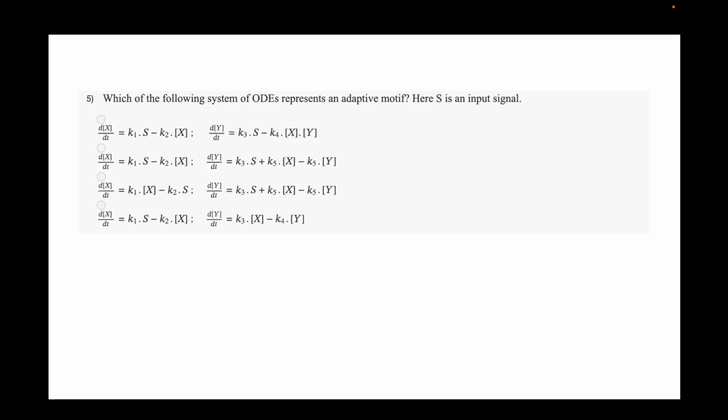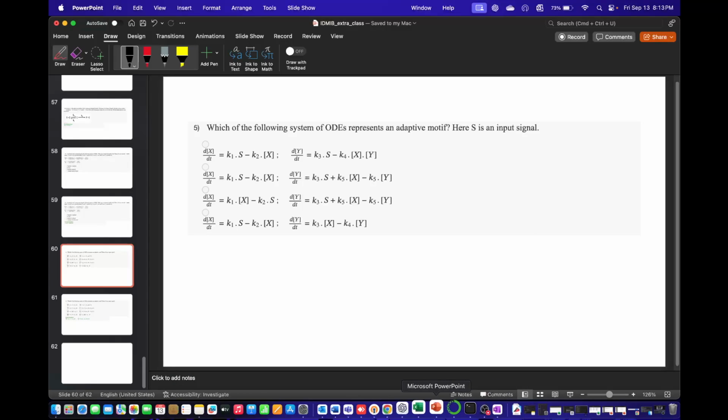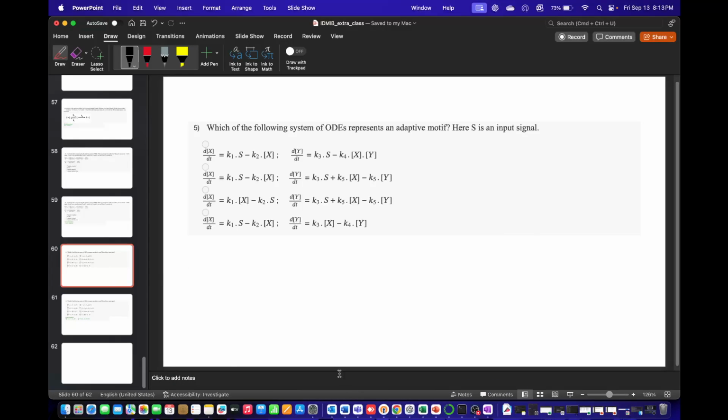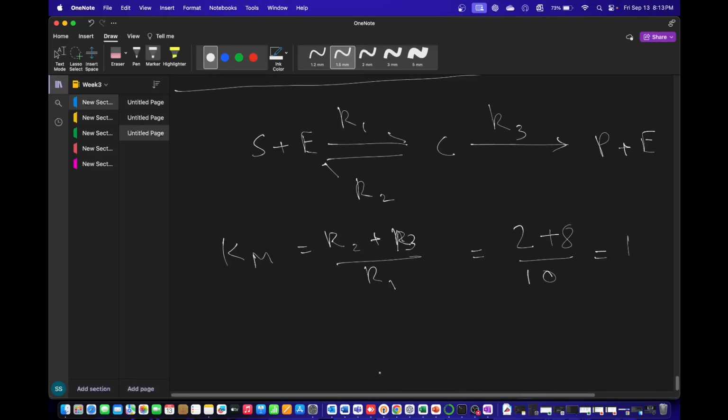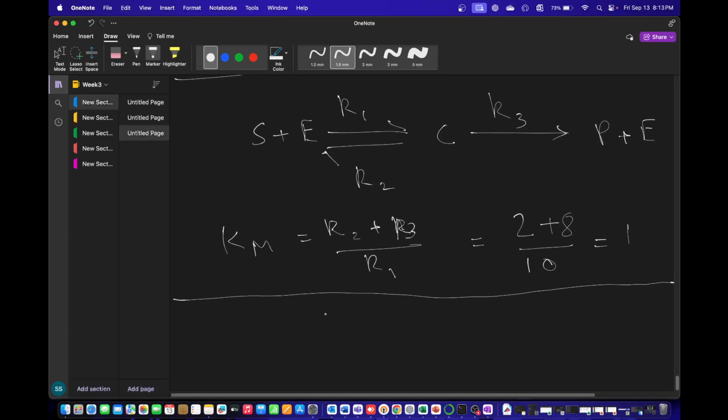Can you tell the answer? Yeah, actually, you need to check it for all the options, but I think the correct option is option 1. So we'll check it for option 1 only. Just let me write it here. The same way you can check it for the other options as well.